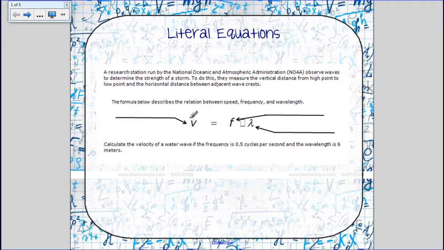So here's what you know. V stands for velocity. It's going to be the speed of the wave. This f stands for the frequency of the wave. This should be a multiplication sign. For some reason it turned into a square. And this funny little symbol is called a lambda, but it stands for the wavelength.